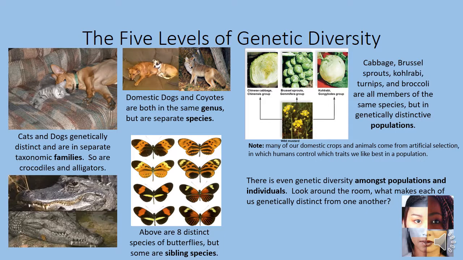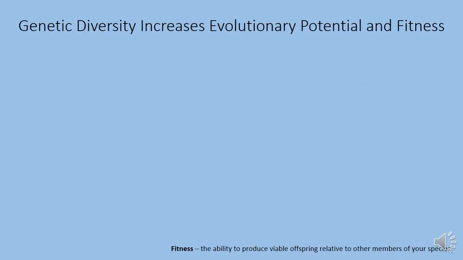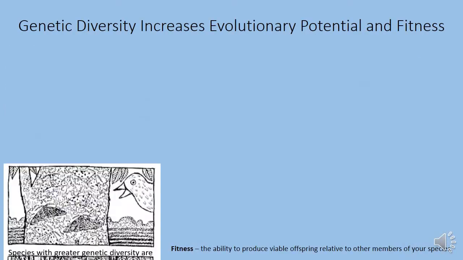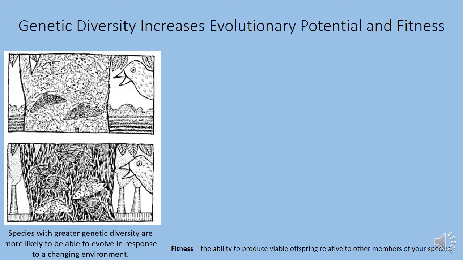You just look around in your everyday lives, even within humans, we have a lot of genetic diversity amongst populations, amongst individuals. We're genetically distinct from one another. We're very similar, but we still have differences. This genetic diversity increases your odds of survival. If your population has more diversity, that's good. Higher diversity is always better, because with greater genetic diversity, a population or a species is more likely able to evolve in response to a changing environment.